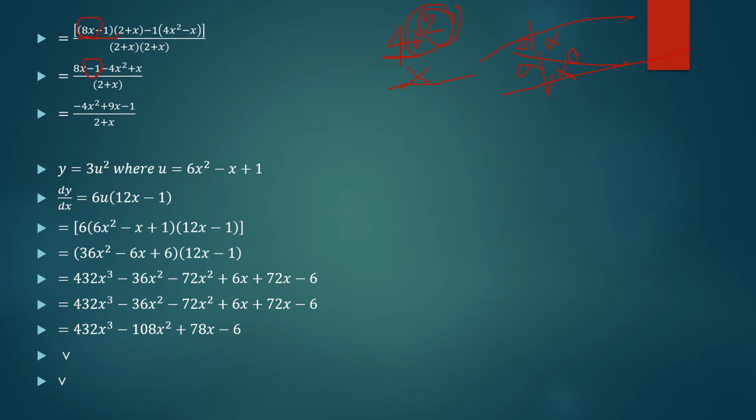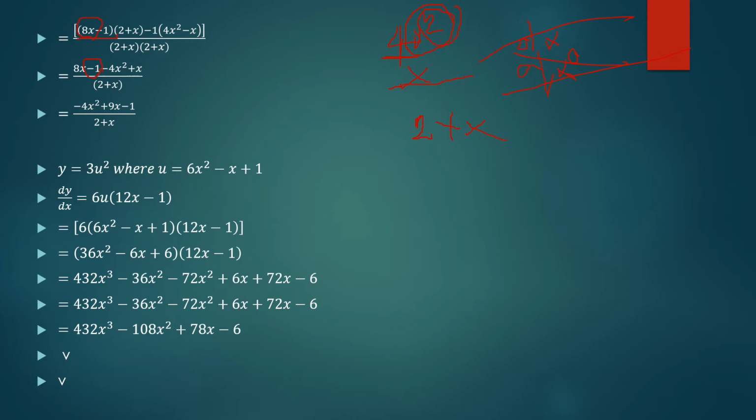Okay? But since x divided by x is automatically equivalent to 1, then therefore we have to put the 1 here. Okay, and then we just have to write the denominator, which is 2 plus x, because it means that we are not going to derive it. Next, we have to derive the denominator, which is 2 plus x.